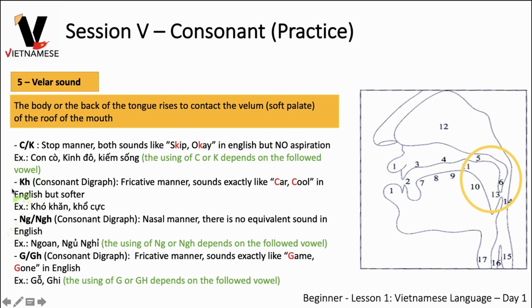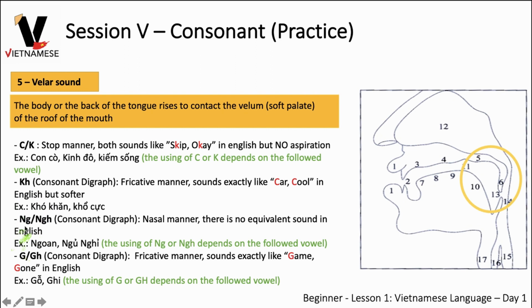And the next one, h. Fricative manner. This sounds exactly like "car" or "cool" in English, but softer. It's like ka, or cool. Not car or cool, but ka, cool. A little bit softer. For example, khó khăn, or khổ cực. Okay, kh.